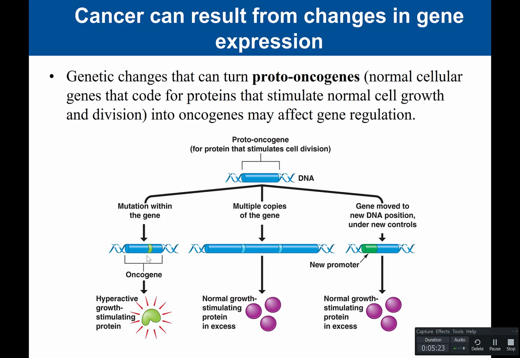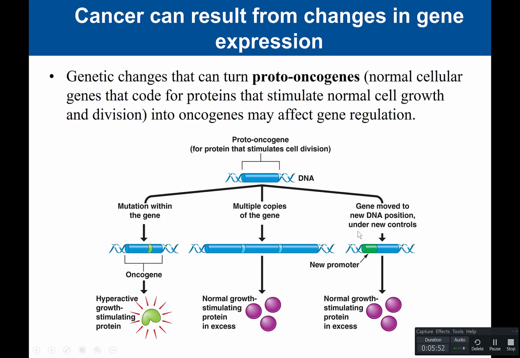We could get a duplication event within the genome where this gene gets duplicated and we end up with multiple copies of that gene. And if we end up with multiple copies of that gene, we might get that protein being produced in excess. It's still the normal protein, but now the cell is making more of it. We could also get the gene, the proto-oncogene, under the control of a new promoter.